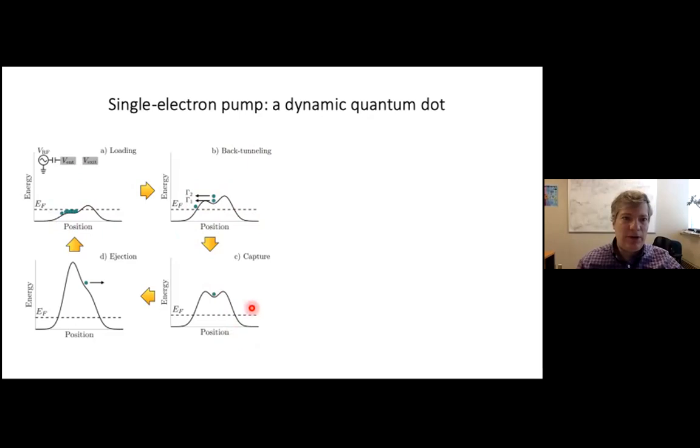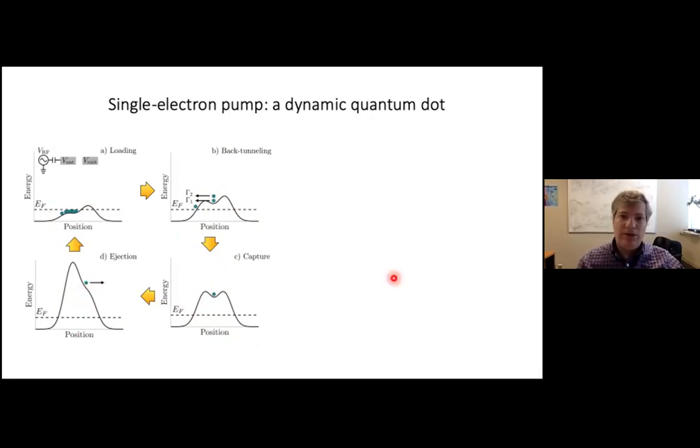As you continue to raise it, you define a dot with a strong confining potential and a small number of electrons in it. And then as you raise that left tunnel barrier even further, you create this kind of potential which kicks one or more electrons out of the dot to the right side.